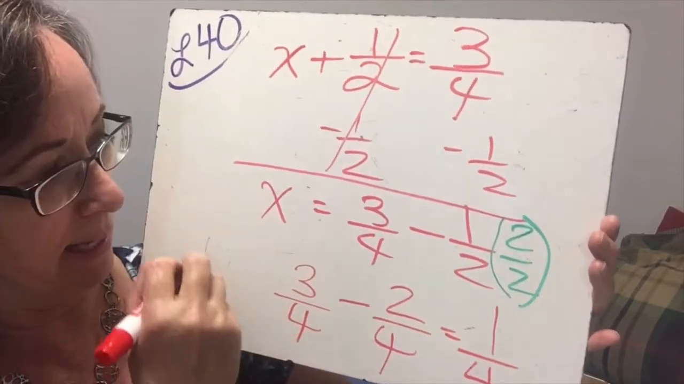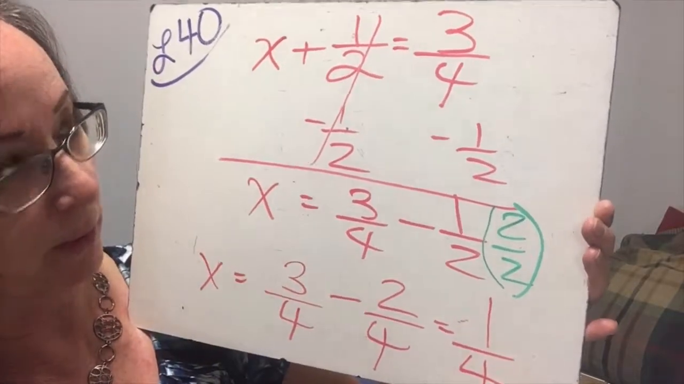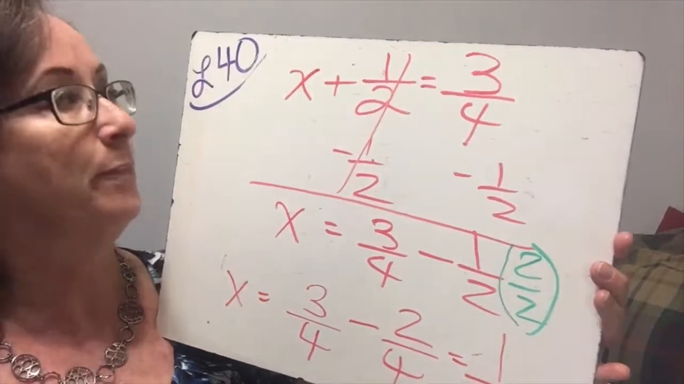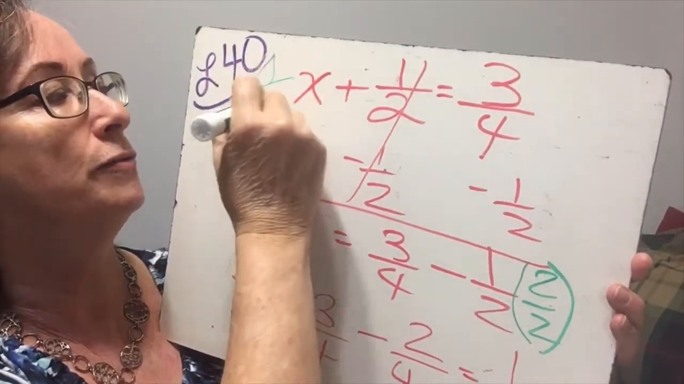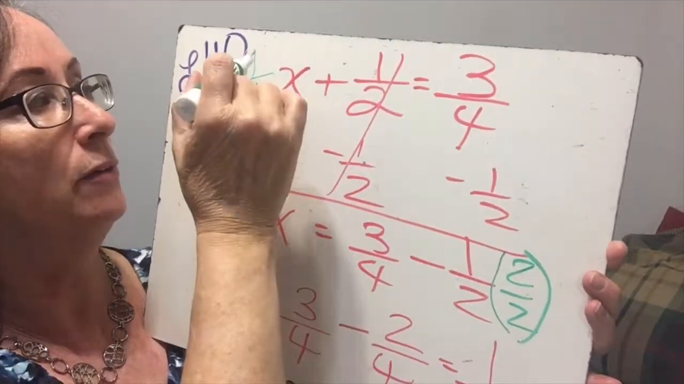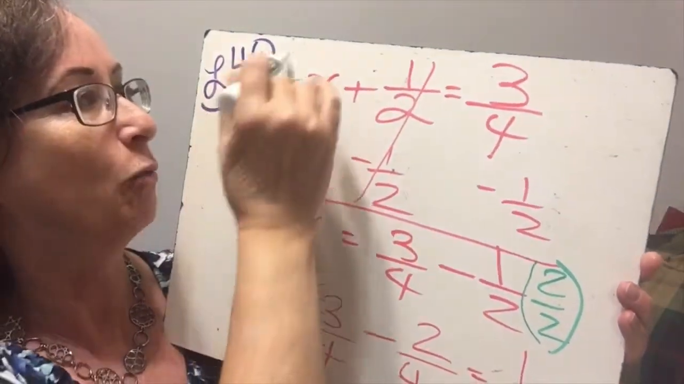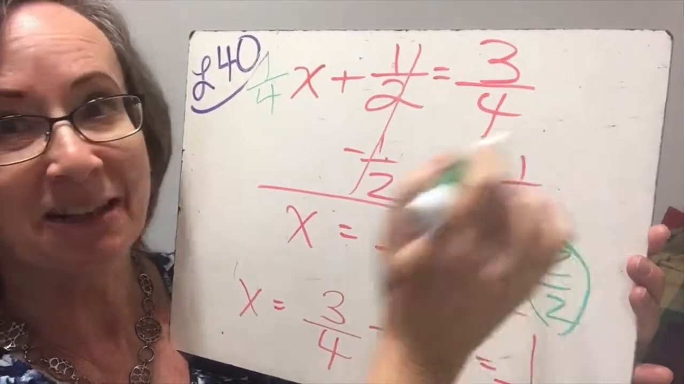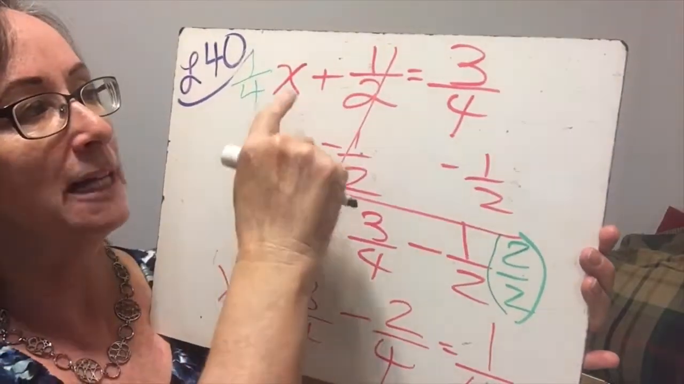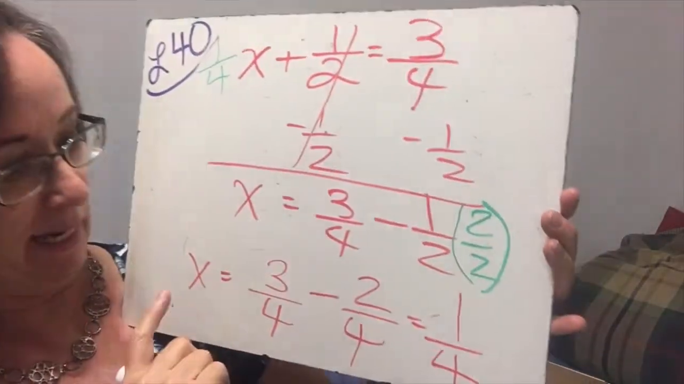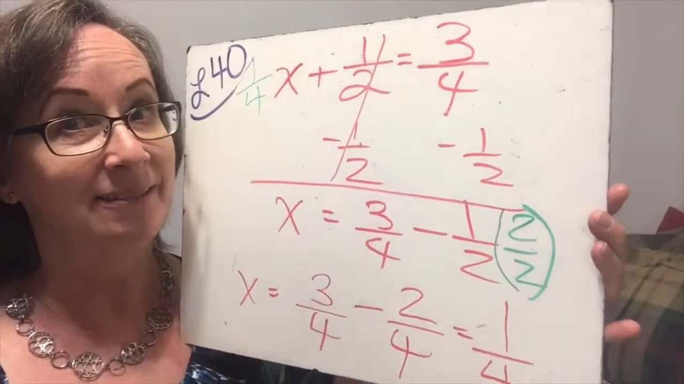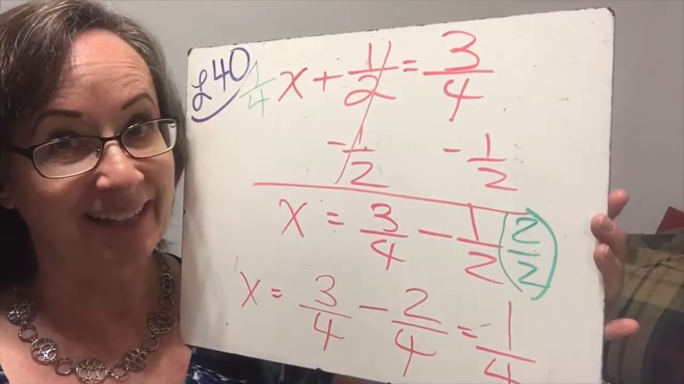So x is 1 over 4 should be our answer, but let's plug it back in. So let's go back up. 1 over 4 plus 1/2 equals 3/4. But we know that 1/2 is 2/4. So 1/4 plus 2/4 is 3/4. And this is a true solution. So x plus 1/2 is 3/4 and x is 1/4 are equivalent equations.